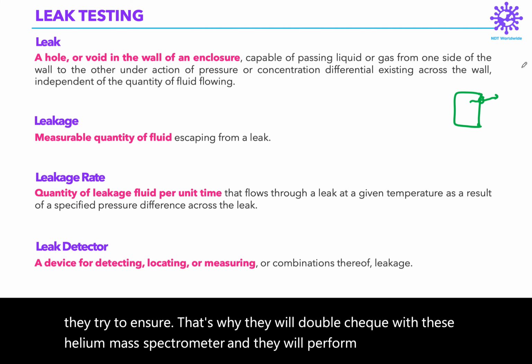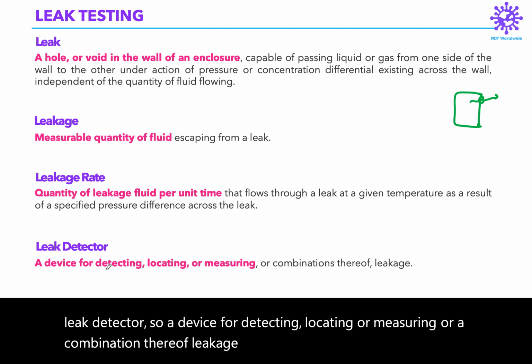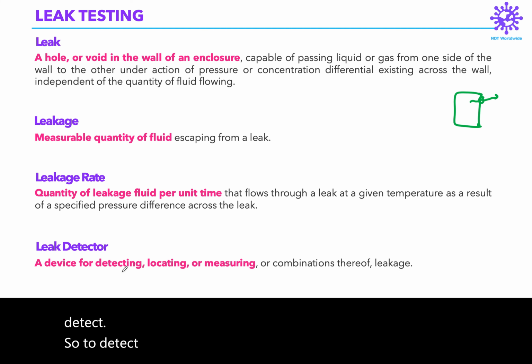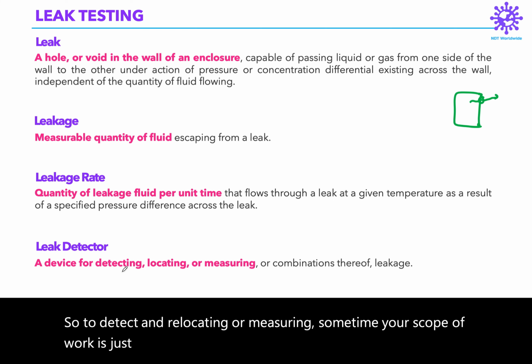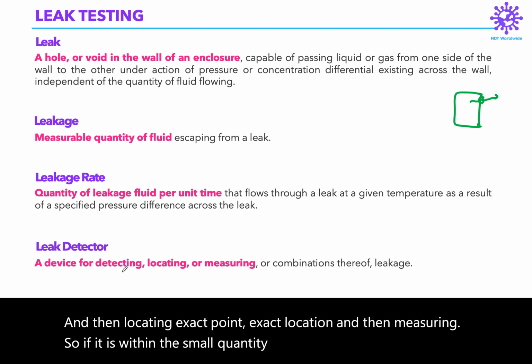The next one is a leak detector: a device for detecting, locating or measuring leakage, or a combination thereof. So you are using some devices to detect. Sometimes your scope of work is just to identify the leak location, where it is leaking, then locate the exact point, and then measure. If it is within the small quantity limits, then we can accept.